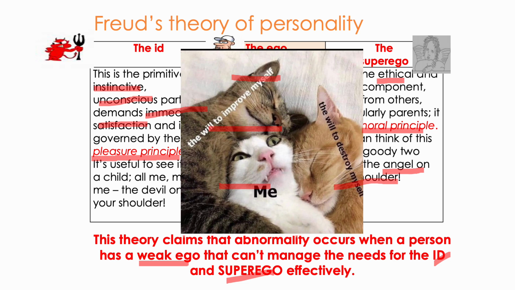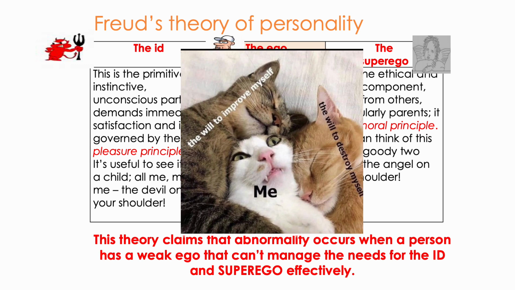So here's a little image that just shows you an example of your id, ego and superego. So the ego, reality principle, the cat in the middle, the will to improve myself, the superego, that cat there, but then battling with the will to destroy myself, which is the ginger cat on the right.